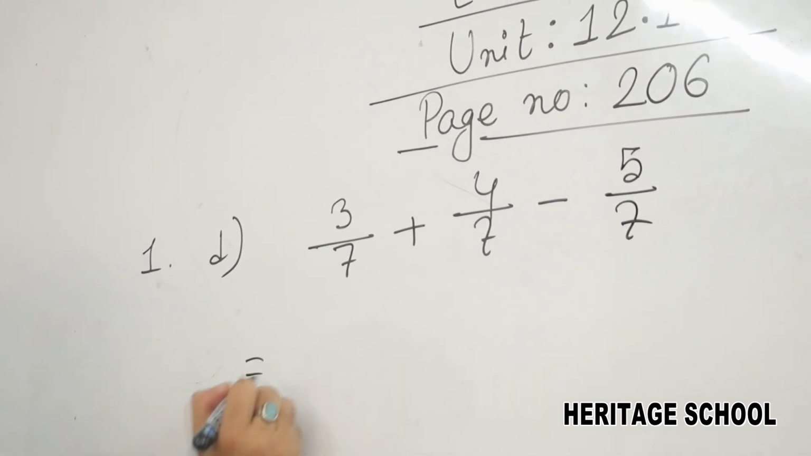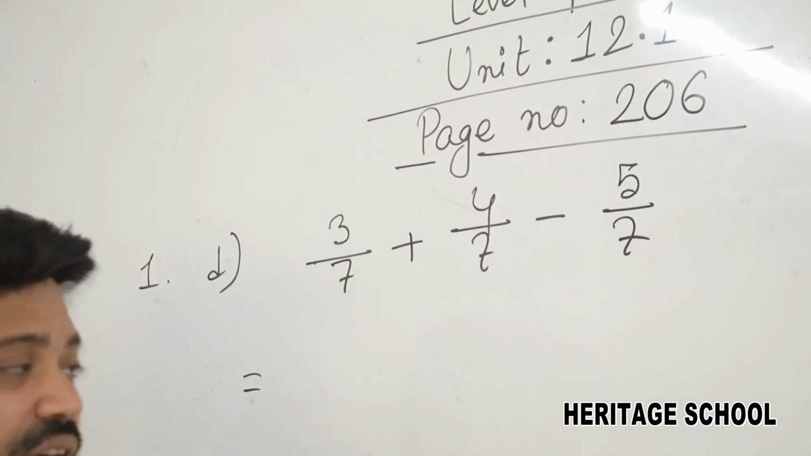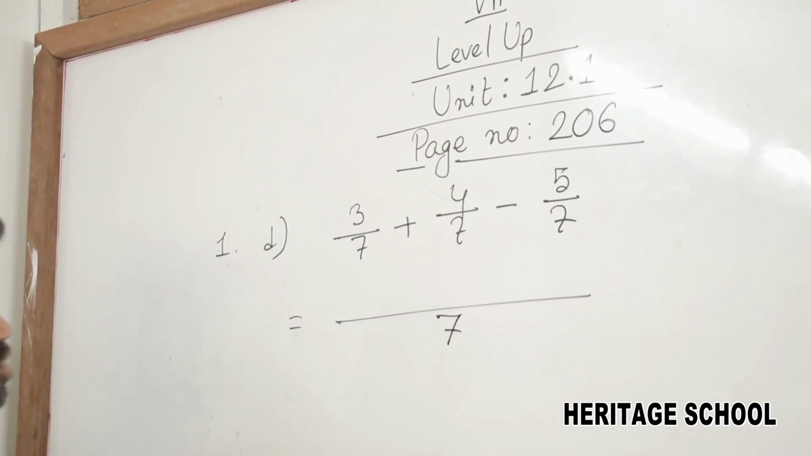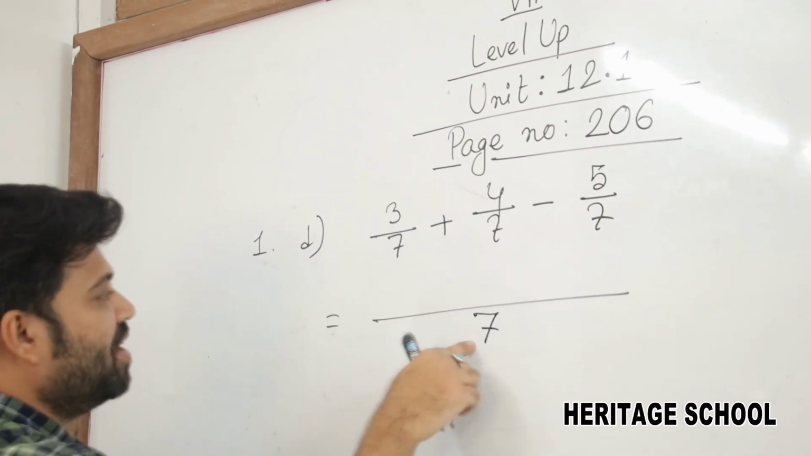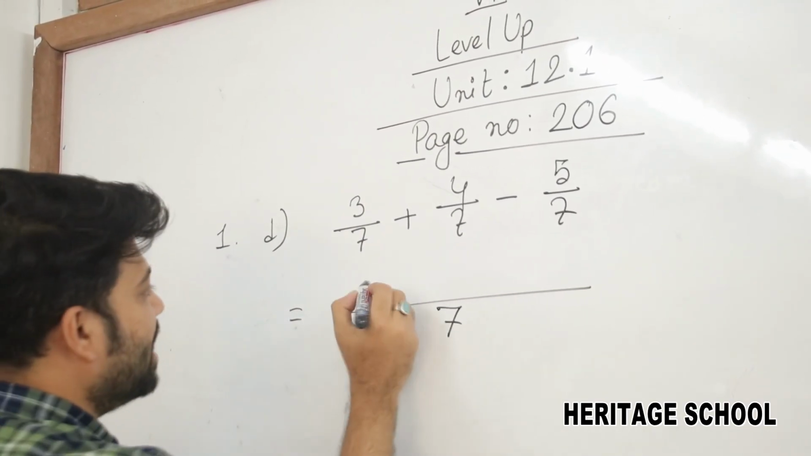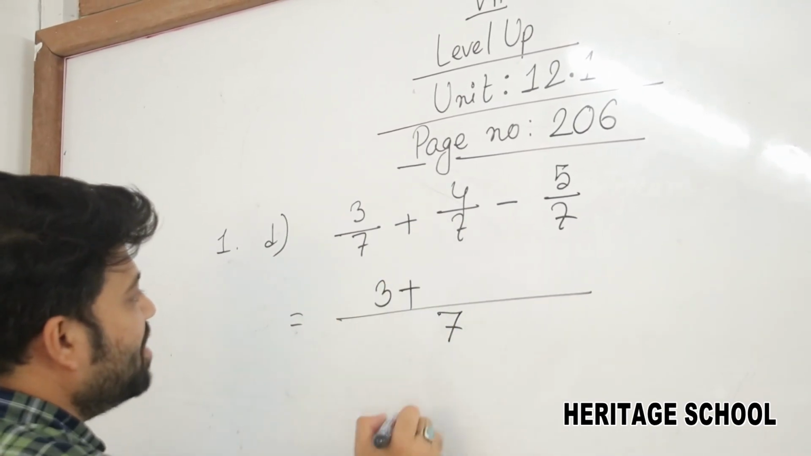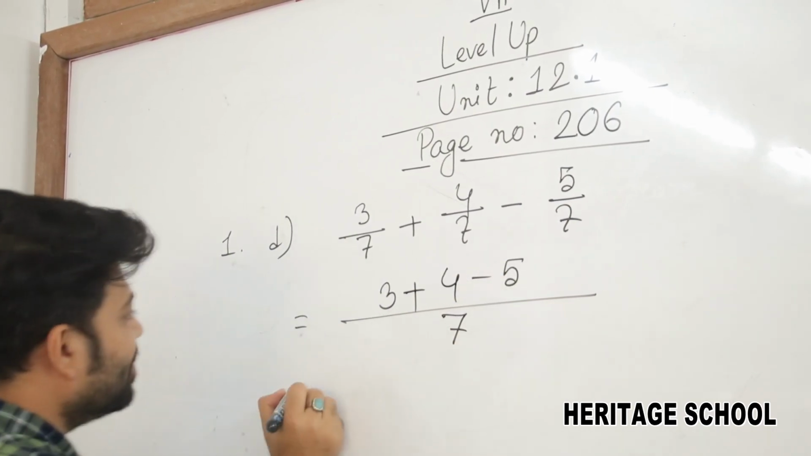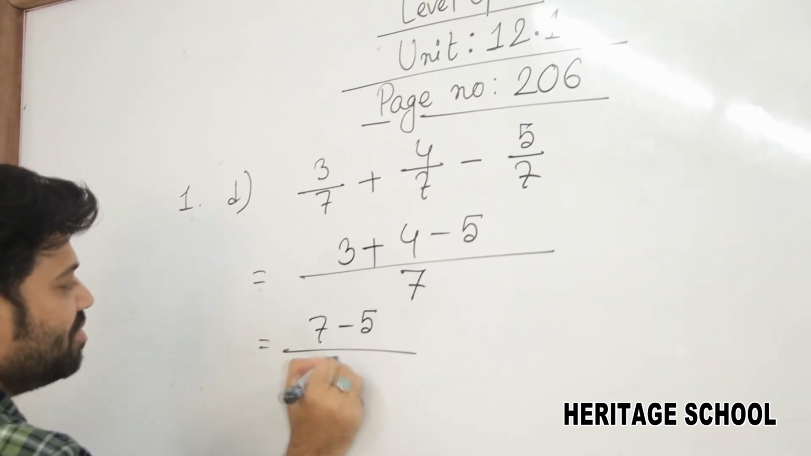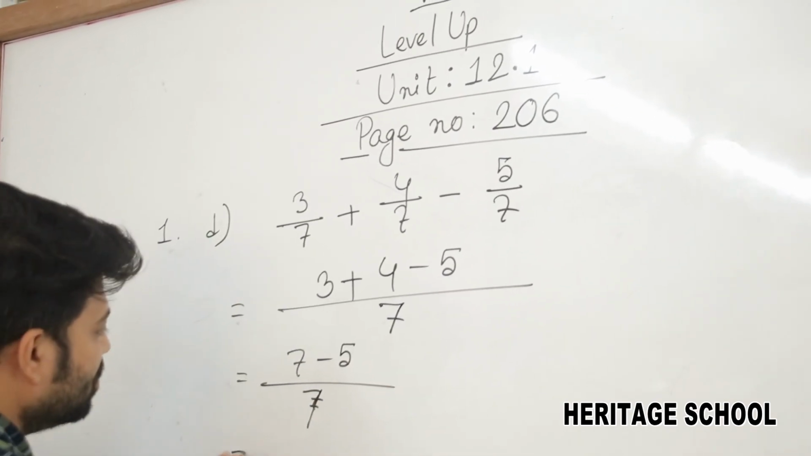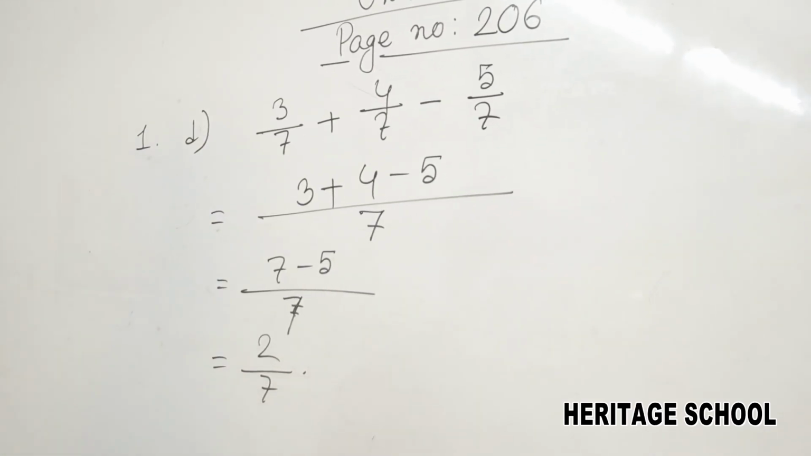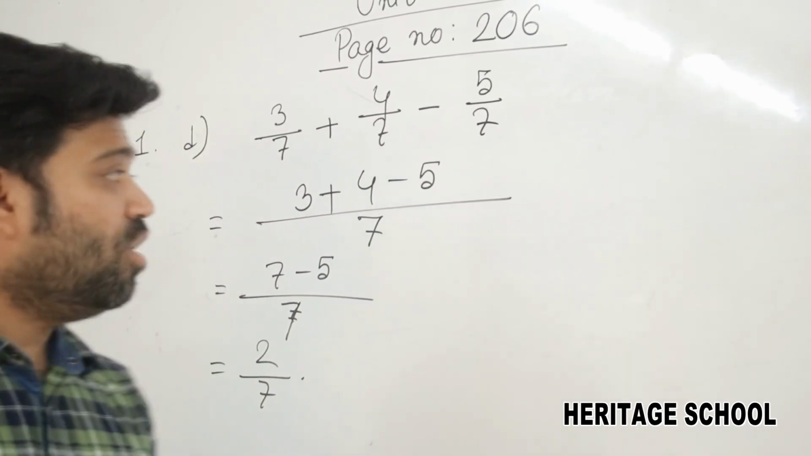As we know, we have the same denominator in the fractions, so the LCM is 7. How can I solve this math? 7 will be divided by the LCM 7, that is 1, and 1 will multiply with 3, the answer is 3. Same here with 4 and 5. Add 3 with 4, it is 7, minus 5 is 2/7, that is the answer. Look at it, it's a very easy math to solve. So let's solve number 2.